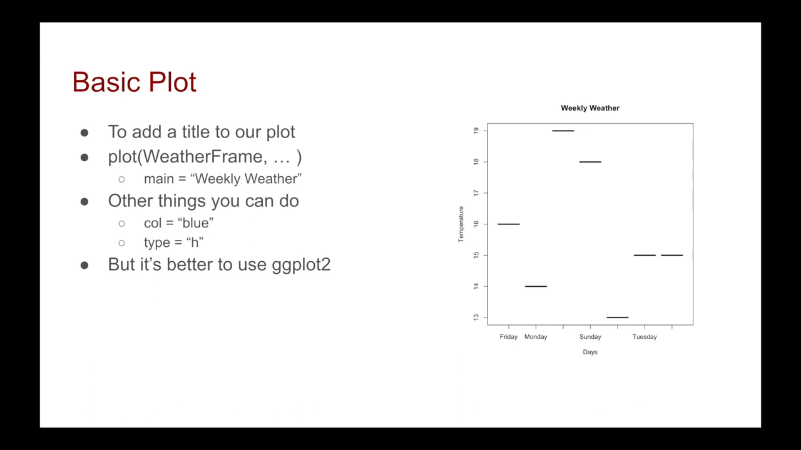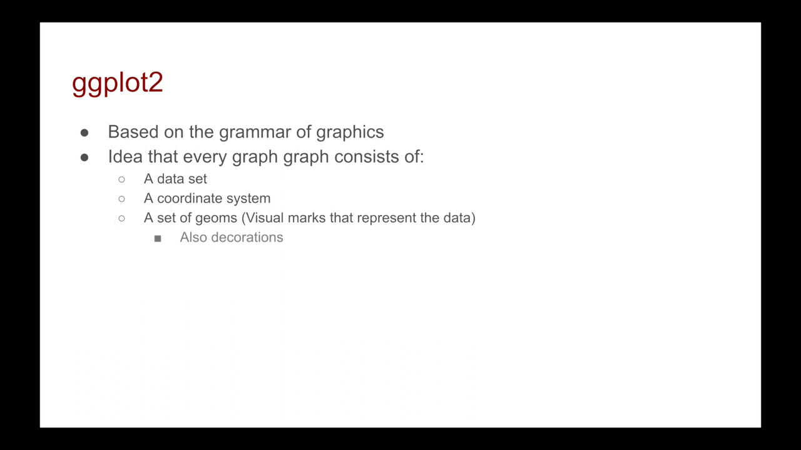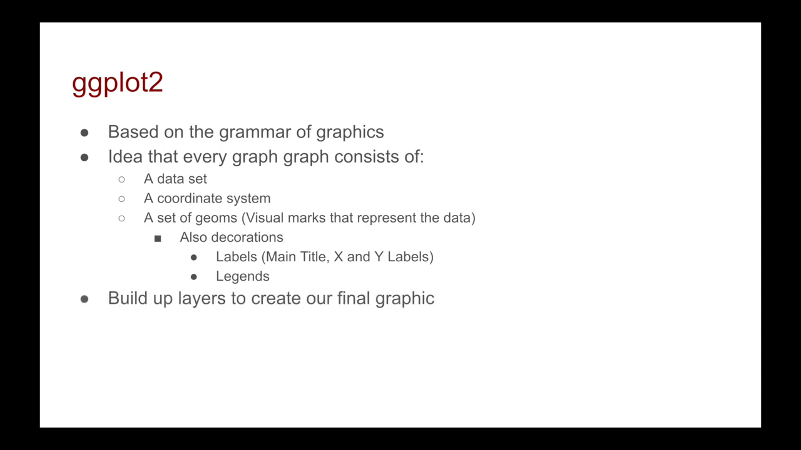So let's maybe spend a little bit of time on ggplot2. Now, the GG is coming from this idea that it's based on the grammar of graphics. And this is the idea that every graph consists of the following elements: a data set, a coordinate system, and a set of geoms. And these are visual marks that represent the data. And I guess you can also say that there are some decorations, you know, labels and legends and those kind of things. But how ggplot works is that you're building up layers to create a final graphic.